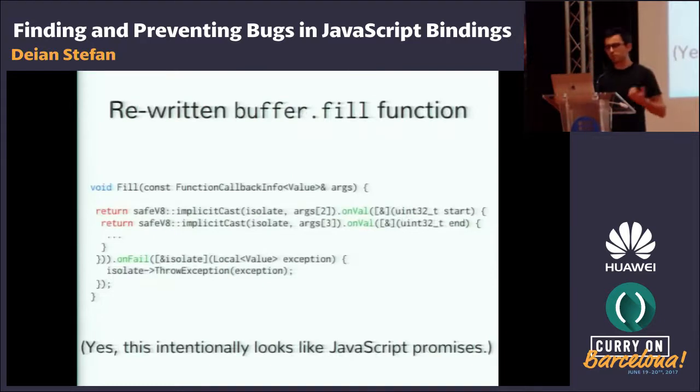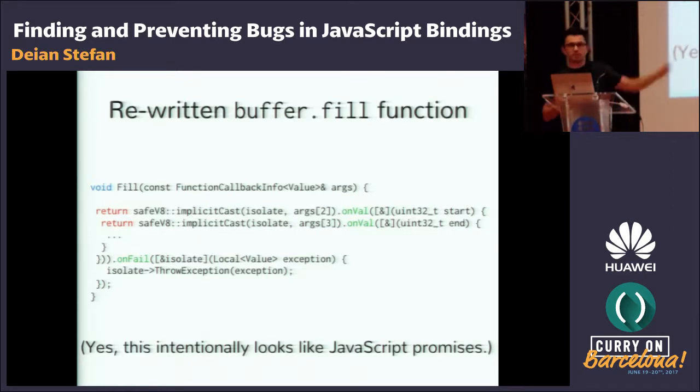Okay, so given those constraints, this is what the fill function I showed you before looks like with Safe V8. We didn't want to change the semantics of the fill function, and in this case, an implicit cast still calls back into JavaScript, but it does it assuming that you get back a uint32. And if you don't, then you should handle the exception and just throw back to JavaScript. And similarly we do for the second argument, and so forth.